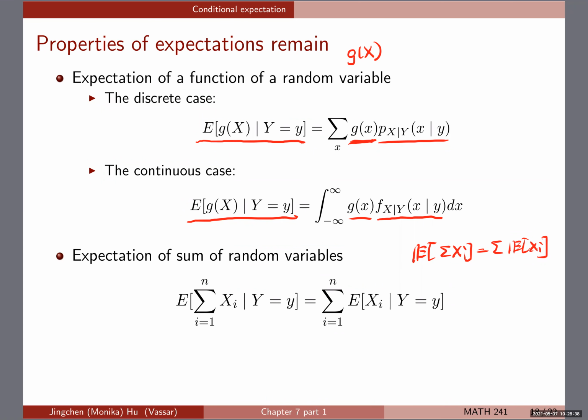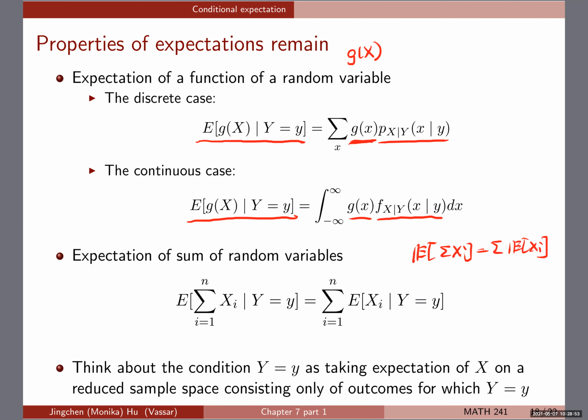So if I'm interested in the expectation of the sum of Xi given Y, then it's the same as taking the sum of the expectation of each Xi given Y. I would also like to draw your attention to how to really think about what this is doing for us. Compared to the properties that we know about expectations, they all remain, but everything now is phrased in the conditional sense, where you are conditioning on the value of Y itself.